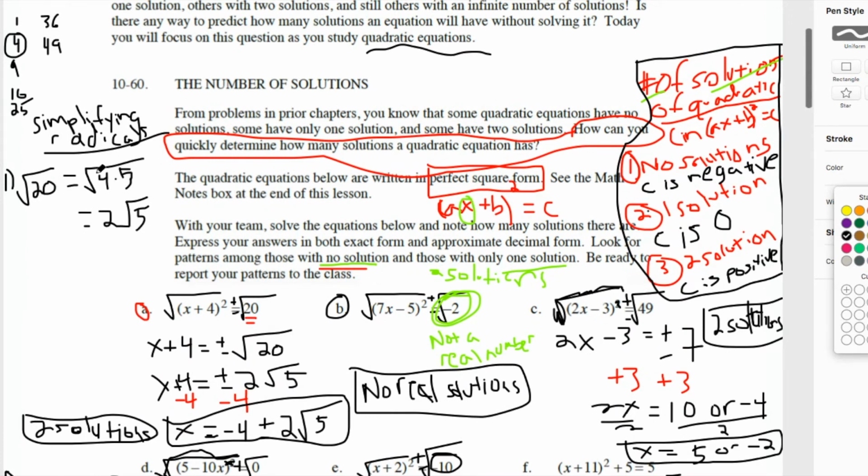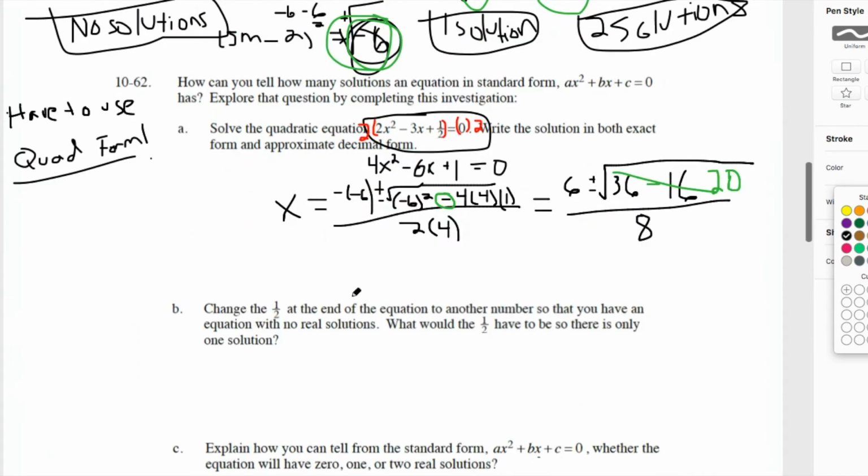Square root of 20 equals square root of 4 times 5, right? 20 is 4 times 5. Square root of 4 is 2. So pull it out. Can't take the square root of 5. That's as simplified as we can make that irrational number there. So x is going to equal, right? So x equals this, right?